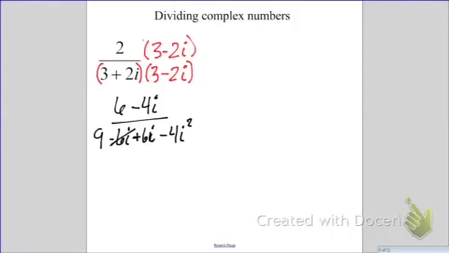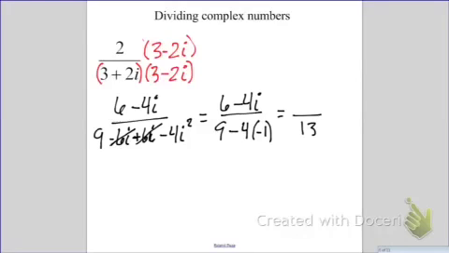We have a negative and a positive 6i, so those eliminate. 6 minus 4i stays on top. And now I have a 9 minus a 4 times a negative 1 for the i squared. Negative 4 and negative 1 make positive 4, and 9 plus 4 is 13. I know this actually doesn't look like it's much simpler than what we started with, but it actually is simplified. We don't want an i on the bottom.